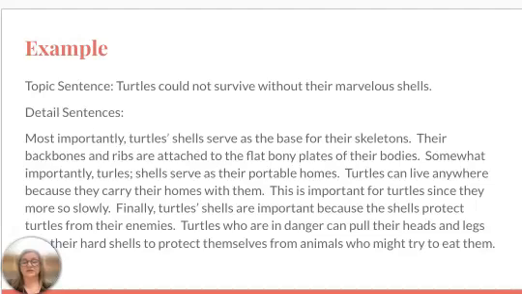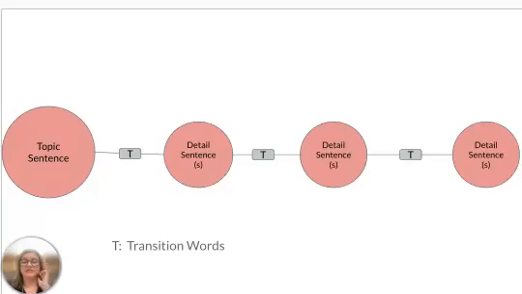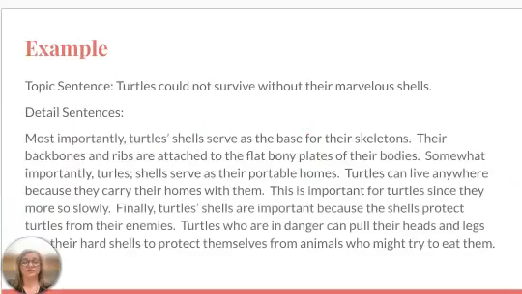Okay, so this paragraph follows this structure. It has a topic sentence, and then it has 3 detailed parts, and they're connected by the transition words. So let's look at those transition words. The first one I see is most importantly, and then it gives you something about that first detail. So then I'm going to look for the next transition word, which is here, somewhat importantly. And then it's going to give you a little bit about detail number 2.